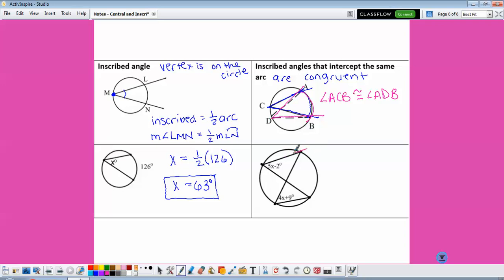So we have this angle that's 5x minus 2 intercepts this arc, and our angle 4x plus 9 also intercepts this arc, and 5x minus 2 equals 4x plus 9. To solve, subtract 4x, x minus 2 equals 9, add 2 to both sides, so x equals 11.